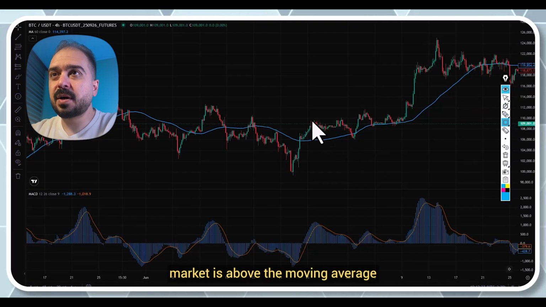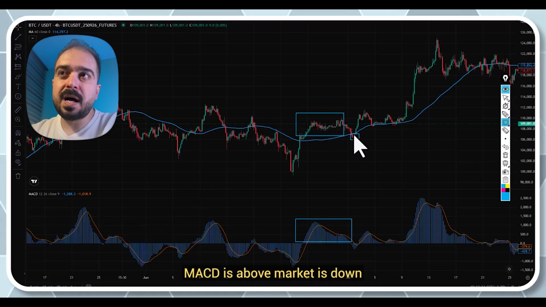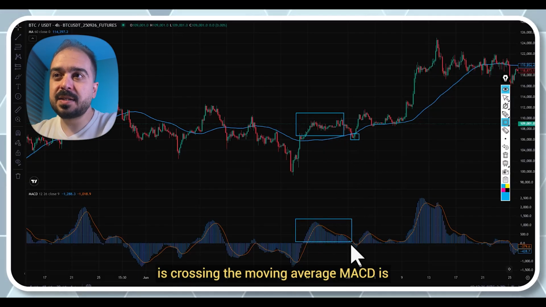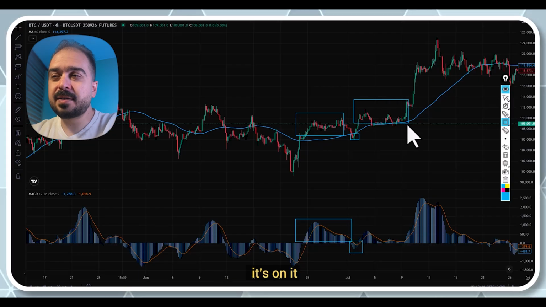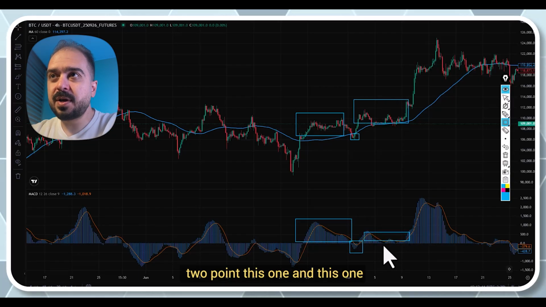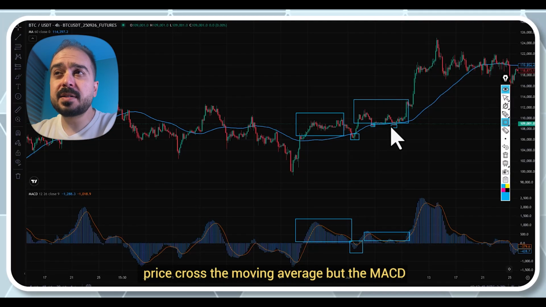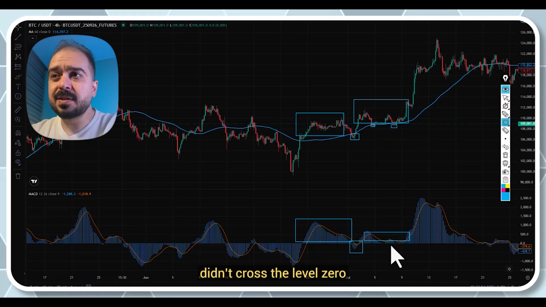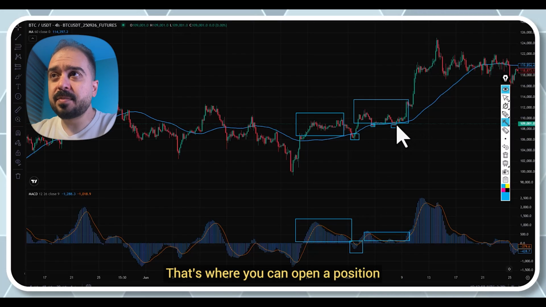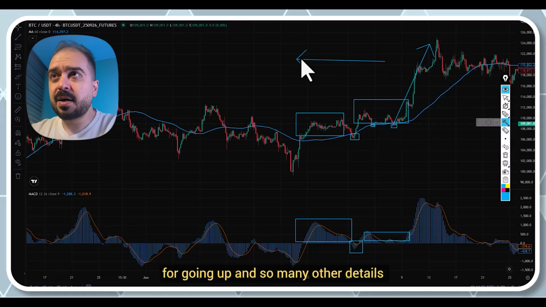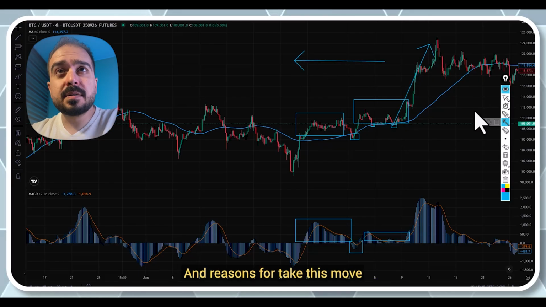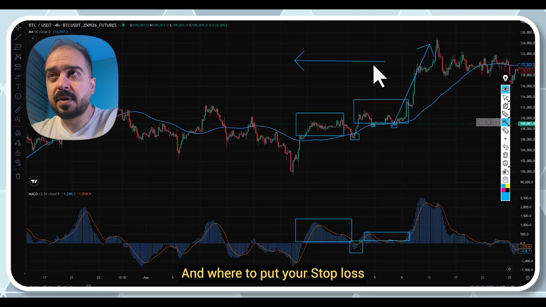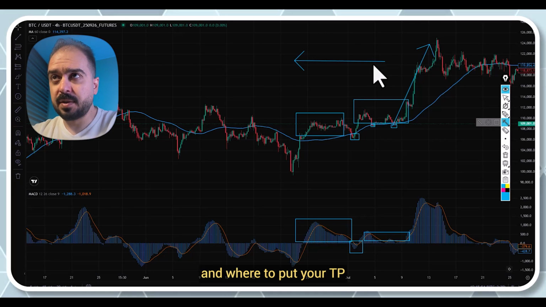Here, as you can see, the market is above the moving average, MACD is above it. The market is down, crossing the moving average, MACD is down the level 0. But in these 2 points, this one and this one, price crossed the moving average, but the MACD didn't cross the level 0. That's where you can open a position for going up, and so many other details and reasons for taking this move, and where to put your stop loss and where to put your TP and so on.